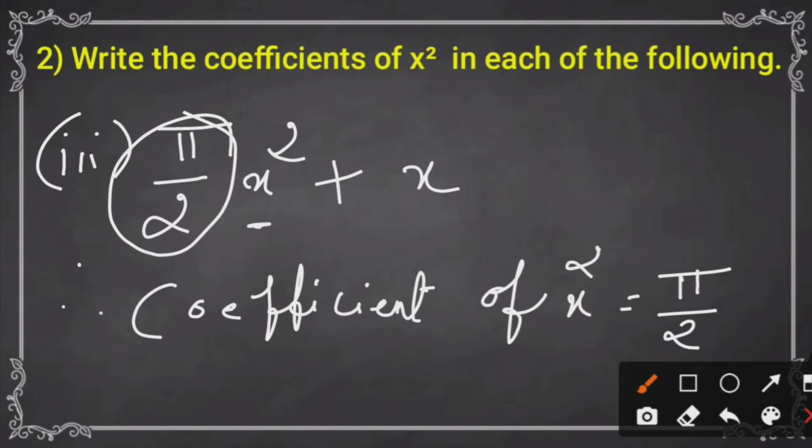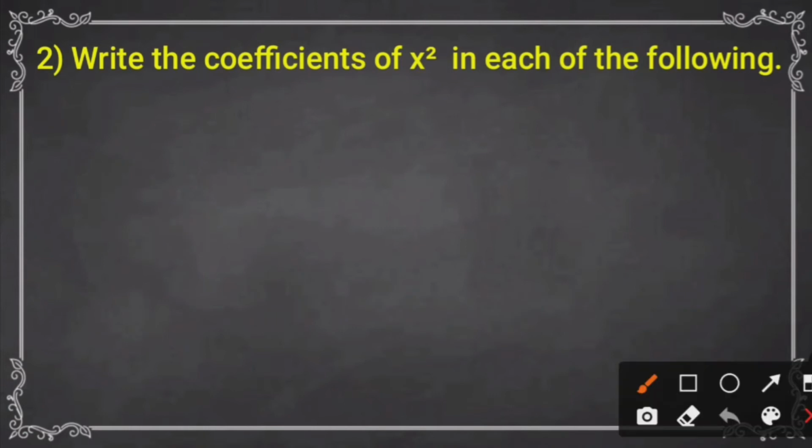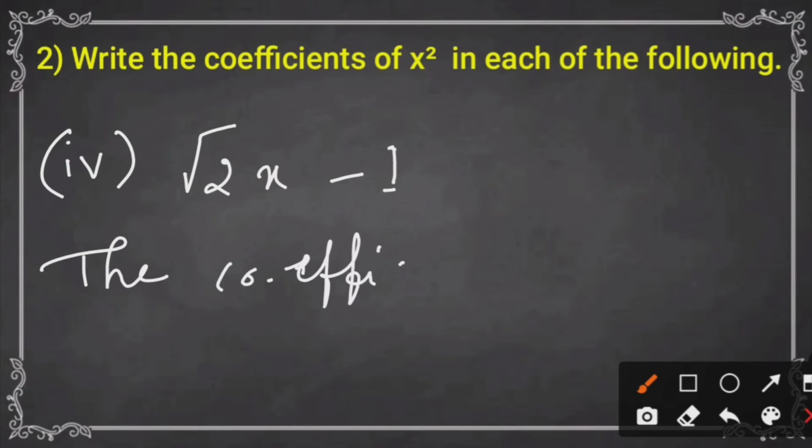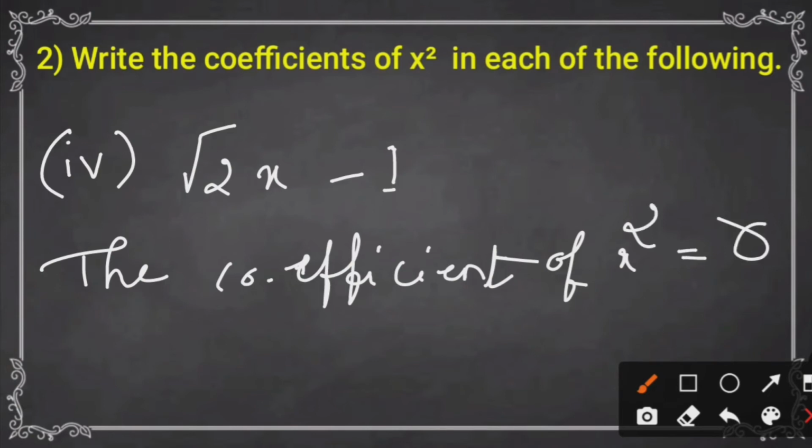I hope you understood now. The same way, we'll go for the fourth one. What is the fourth question? The fourth question is root 2 x minus 1. Here, x square is not there, only x is there. Then what will be the coefficient of x square here? 0. So the coefficient of x square in this problem is 0. I hope you understood.